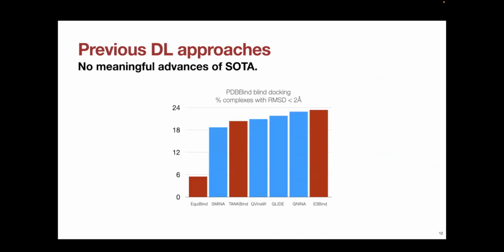But these types of regression approaches did not meaningfully improve the performance that we were able to achieve compared to traditional docking methods, where here in red we're showing deep learning methods, and in blue we're showing traditional search-based methods.